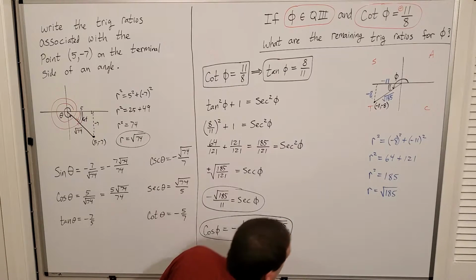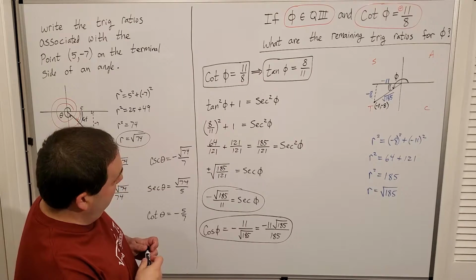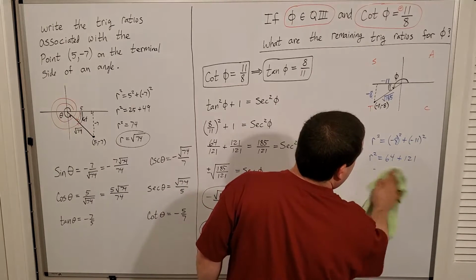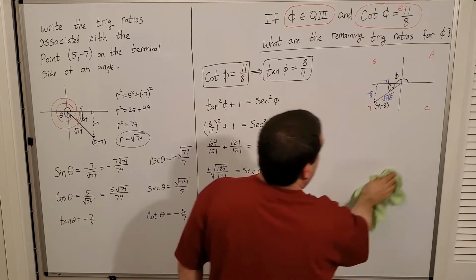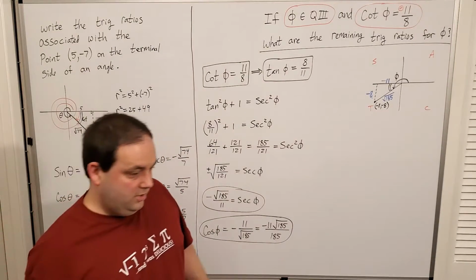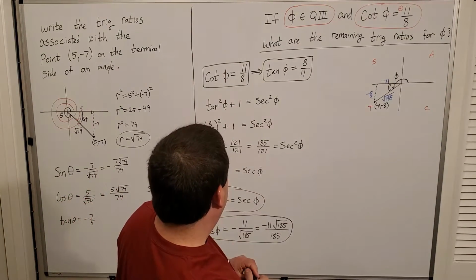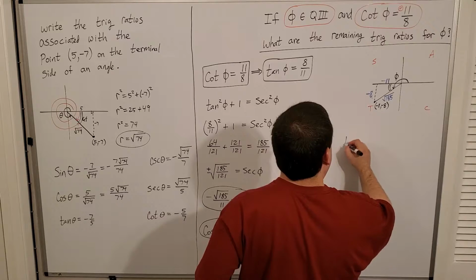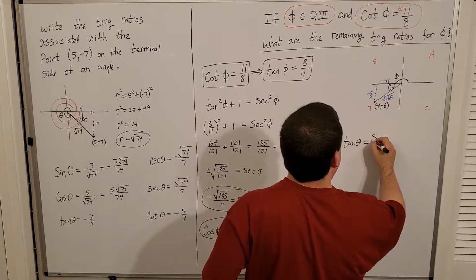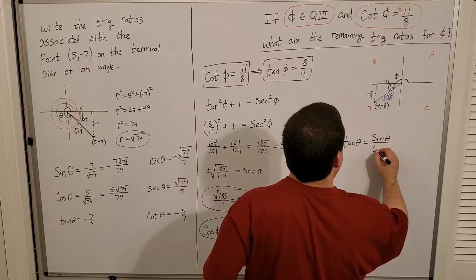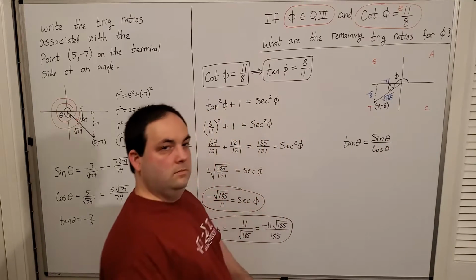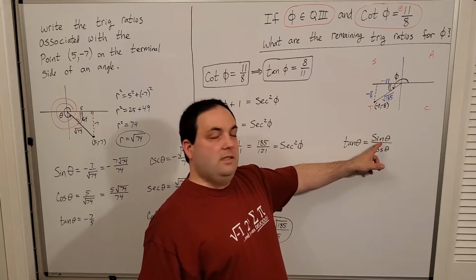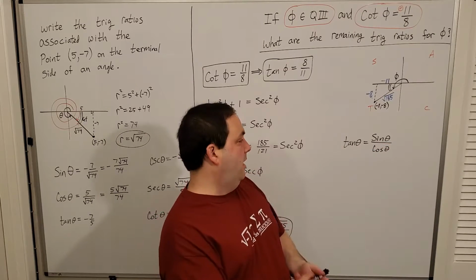Okay, so now I've got cosine. And then to finish this up, I'm going to make a little bit of space here. To finish this up, I'm going to use the quotient identity. The quotient identity that I'm going to use is the fact that tangent of theta is equal to sine theta divided by cosine theta. Right? I picked that one on purpose because it's very easy to get the sine theta isolated there.